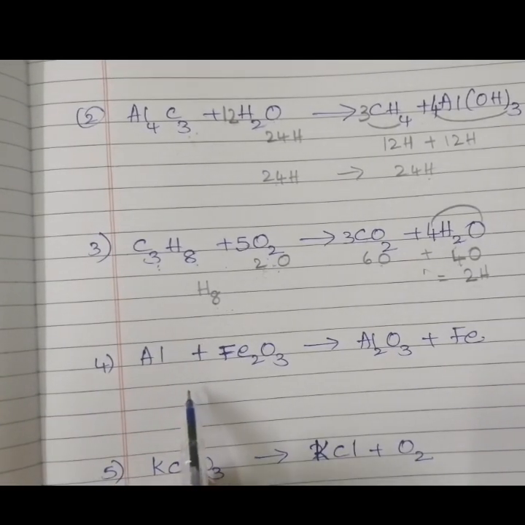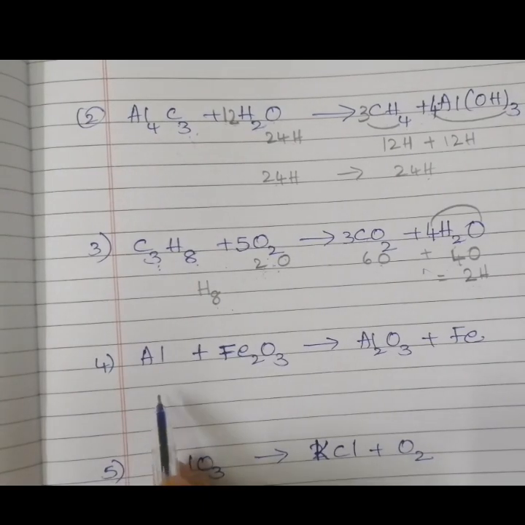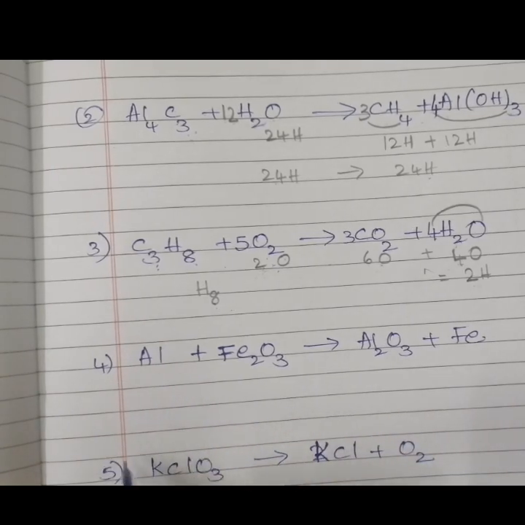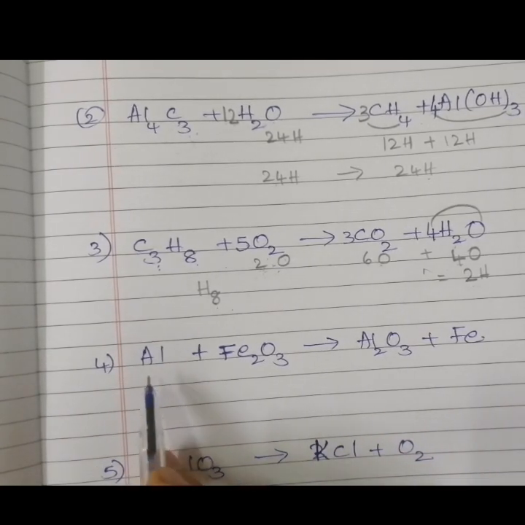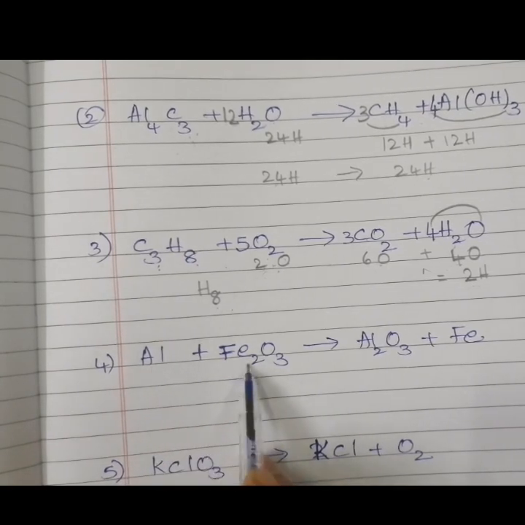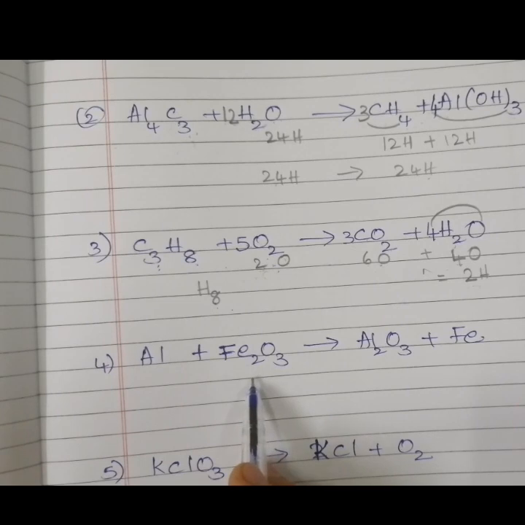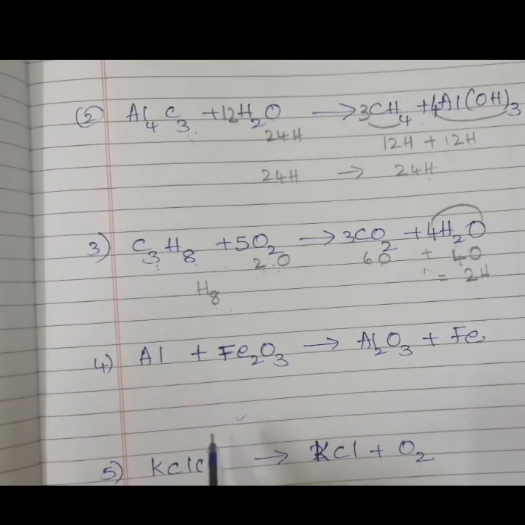Now we'll see the next equation, that is with metals. Are there any metals here? In this chemical equation, I think only one metal is there. Are there any metals here? Yes, there are. 2 metals are there in this equation, aluminum and iron. We'll try to balance this equation. Okay, see here.